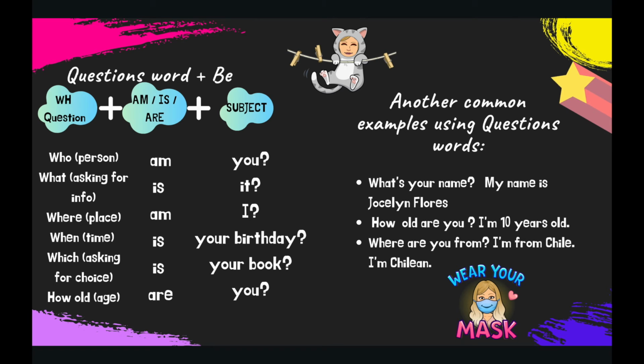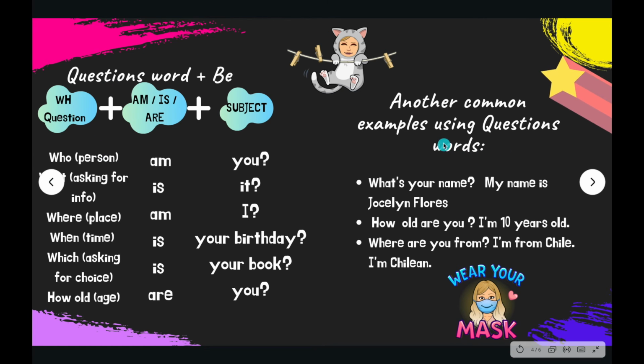Representa tiempo. Then we have which, that is asking for choice, que nos está pidiendo que podamos preguntar por una opción, por una decisión. ¿Cuál? Which is your book? ¿Cuál es tu libro? And finally, the phrase how old siempre va a hacer referencia a la edad. How old are you? ¿Cuántos años tienes tú?